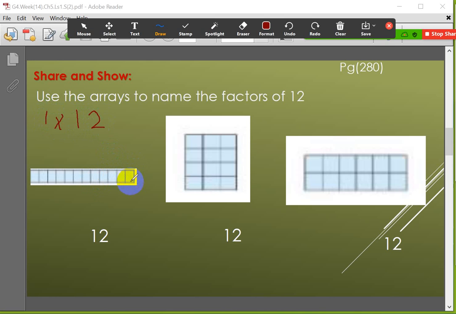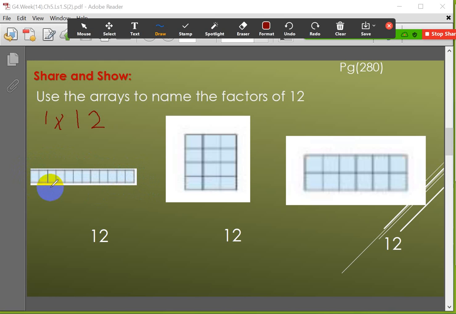Look. How will I draw a model to describe this factor? Look, girls, here. This is a model that consists of little squares. Horizontally, or in horizontal direction, I have 12 squares. In vertical direction, I have 1 square only.